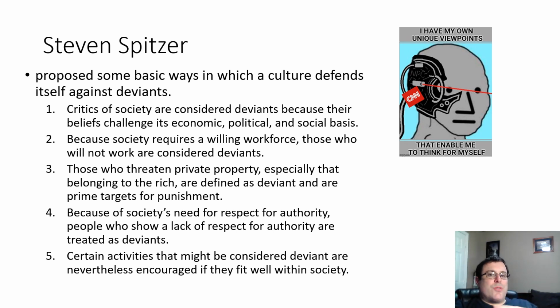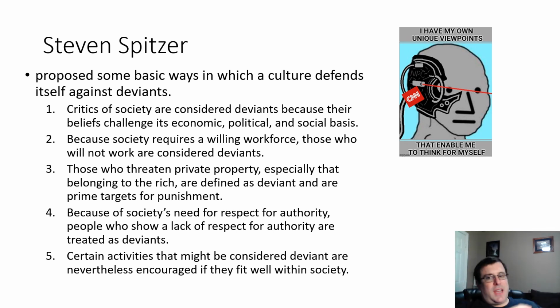Third, those who threaten private property, especially that belongs to the rich, are defined as deviants and are prime targets for punishment. Pretty much that's self-explanatory. Anyone who violates property, and that's more than just your house. It's your stuff, your things, all those types of stuff. But the idea is you have people following certain rules, not abusing each other.